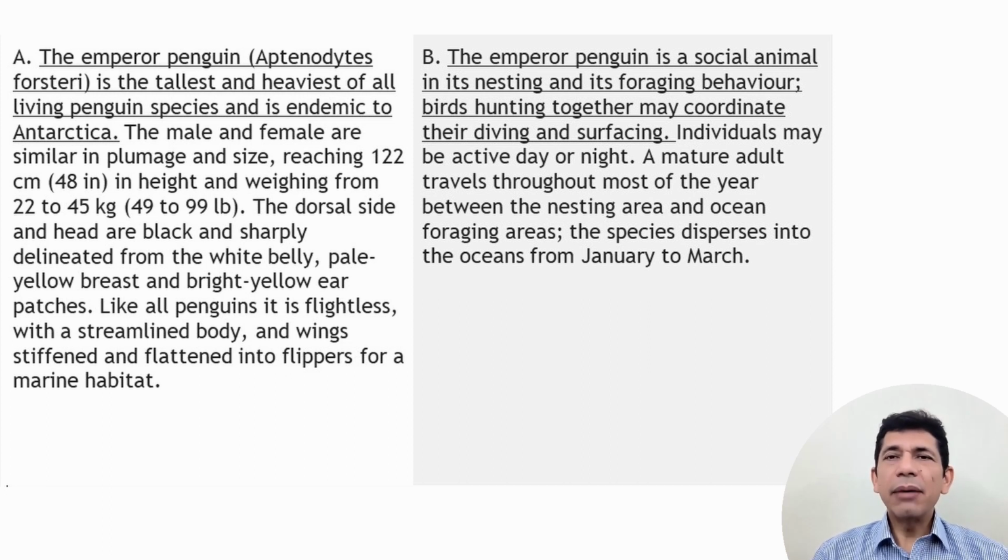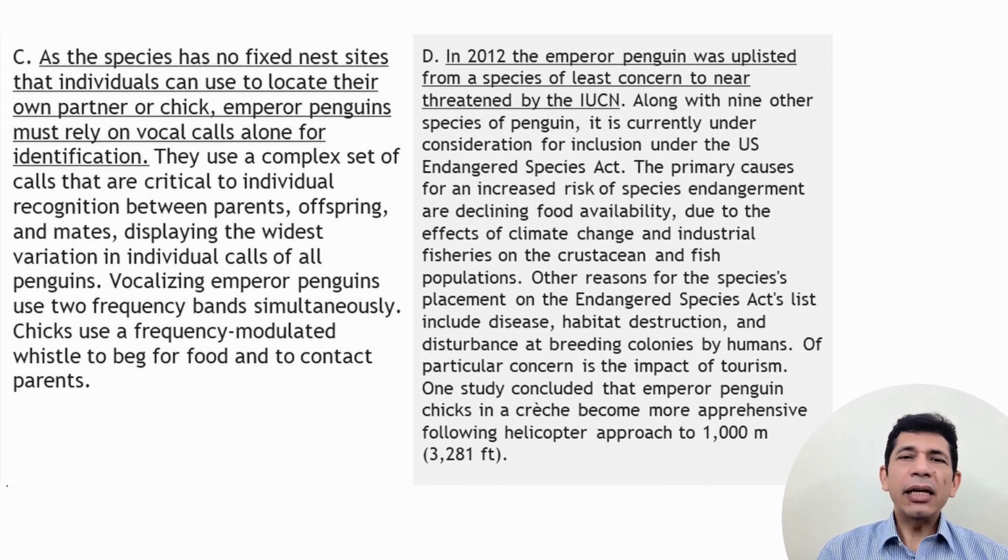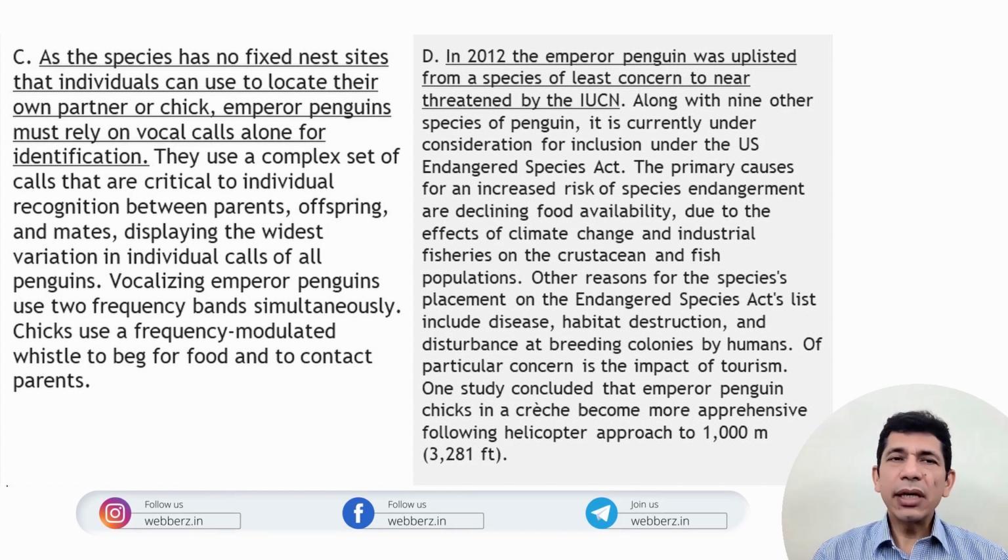In para B, the emperor penguin is a social animal in its nesting and its foraging behavior. Birds hunting together may coordinate their diving and surfacing. So here, they are talking about the social behavior of the emperor penguin. In para C, as the species has no fixed nest sites that individuals can use to locate their own partner or chick, emperor penguins must rely on vocal calls alone for identification. That means this paragraph will be on identification of other penguins and the kind of communication that they use.